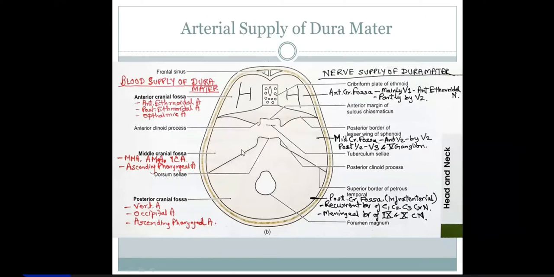Okay. Now, you are seeing the posterior cranial fossa, and it has the largest foramen, the foramen magnum of the occipital bone, through which the CNS protrudes in the form of the spinal cord into the vertebral canal. This surface, the inside of the posterior cranial fossa, is lined by dura, and the blood supply to this dura is by three arteries. The vertebral artery, of course, you know, enters the foramen magnum, then the occipital and ascending pharyngeal.